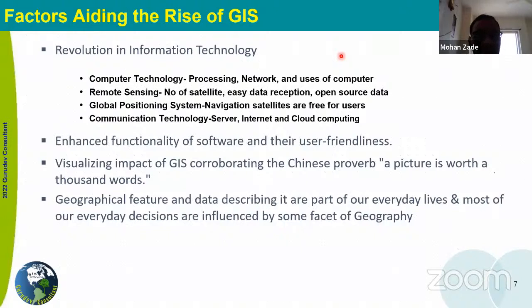The next is that geographical features and data dissemination are now part of our everyday lives. You might be using Ola, Uber, or food delivery apps, or even Google Earth, Bhuvan applications, or Survey of India maps. Those are now part of your everyday life. You have to depend on them. Wherever you want to go, you just search your location and drive to that location. So it has become our everyday life now.